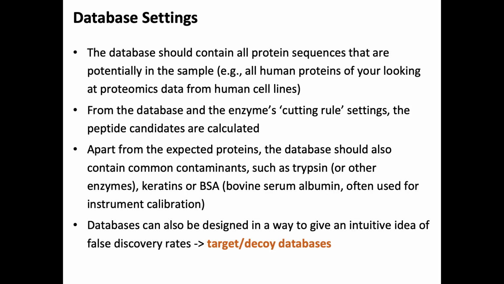From the database and from the enzyme that you selected, you can then generate all hypothetical candidates. Apart from the expected proteins, you should also include some other things that could still be in the sample, even though they might not be in your biological sample initially. And these are contaminants, keratins, for example, or trypsin, of course, because trypsin is still in your sample, and you might want to figure out that some of these spectra come from trypsin.